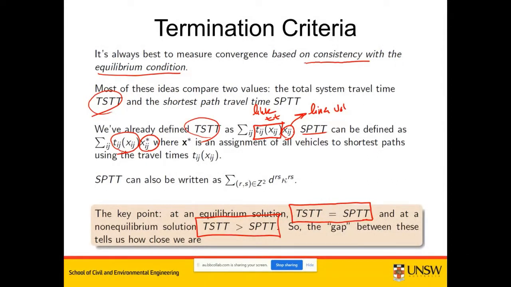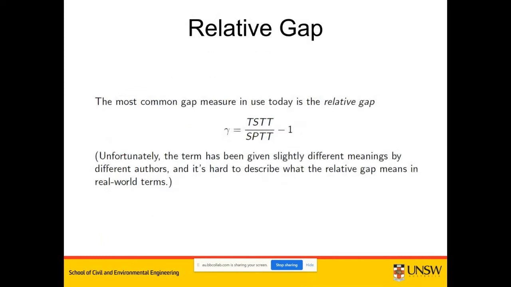So that's a very nice lead here to try to find a gap, to define a gap measure that can actually quantify this difference between the TSTT and the shortest path travel time. And that's what leads to the definition of this relative gap that we use as the stopping criteria in the algorithm. That is a very commonly used gap measure, which looks at the total system travel time over the shortest path travel time minus 1.